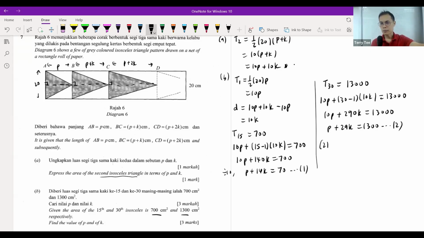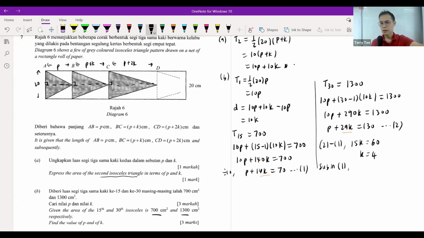Now, let's take equation 2 minus equation 1 so that I can eliminate the P. P minus P disappears. Your 29 minus 14 is 15, 15K. All right, sorry, this one is 130. I wrote one extra zero. So there's 130, you minus 70. That would be 60. K is 60 divided by 15. K is just 4.